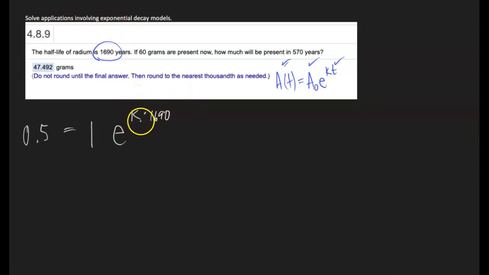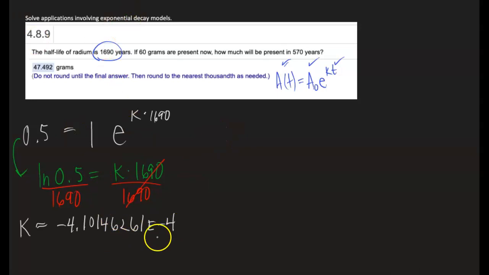So since K is in the exponent, that means I need to change this to a logarithmic form. That is the inverse of an exponential form, the logarithmic form. And then divide both sides by this 1690, and that will solve for K. Using my TI calculator, I just type that in and I get this output value on my screen.